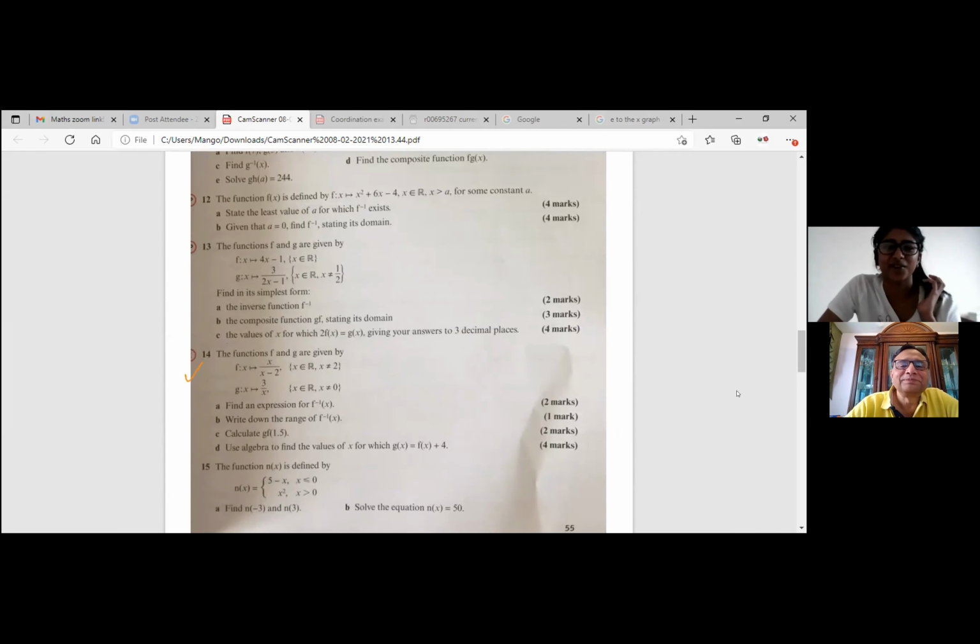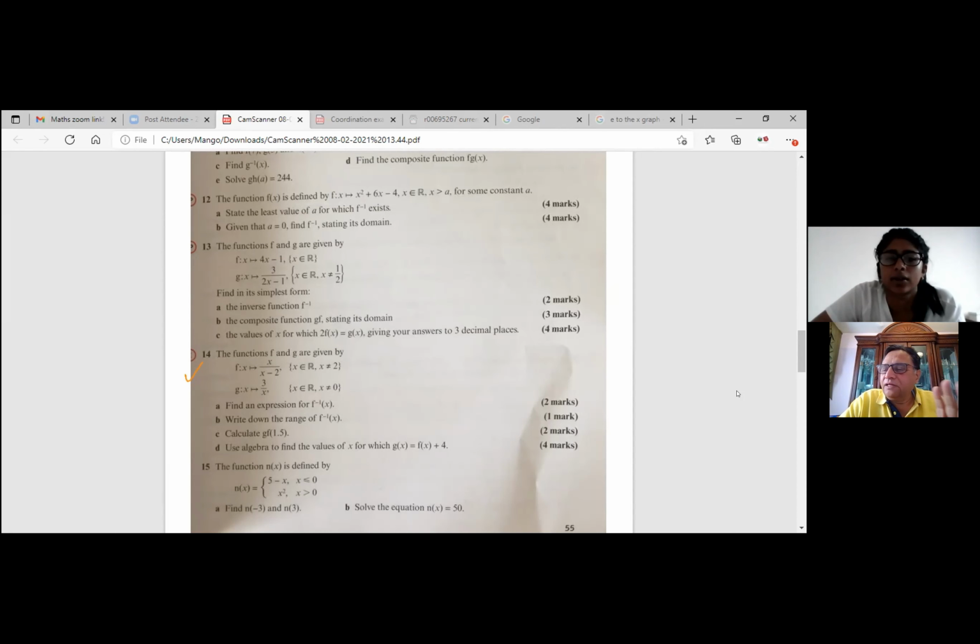Okay, so the functions f and g are given by, where f of x is x over x minus 2, where x is not equal to 2, and g of x is 3 over x, where x is not equal to 0. Part A, find an expression for the inverse function of f. Part B, find the range of f inverse. Part C, calculate g of f of 1.5. And part D, use algebra to find the values of x for which g of x equals f of x plus 4.